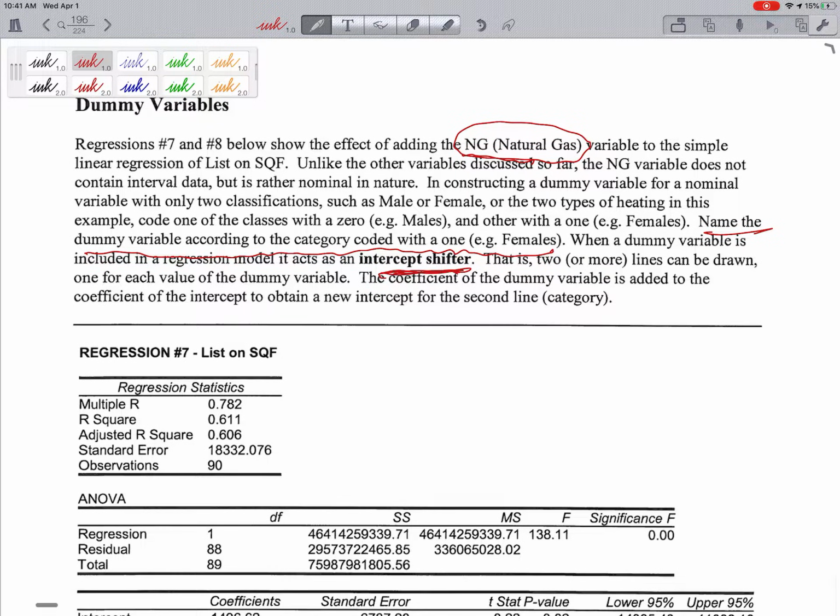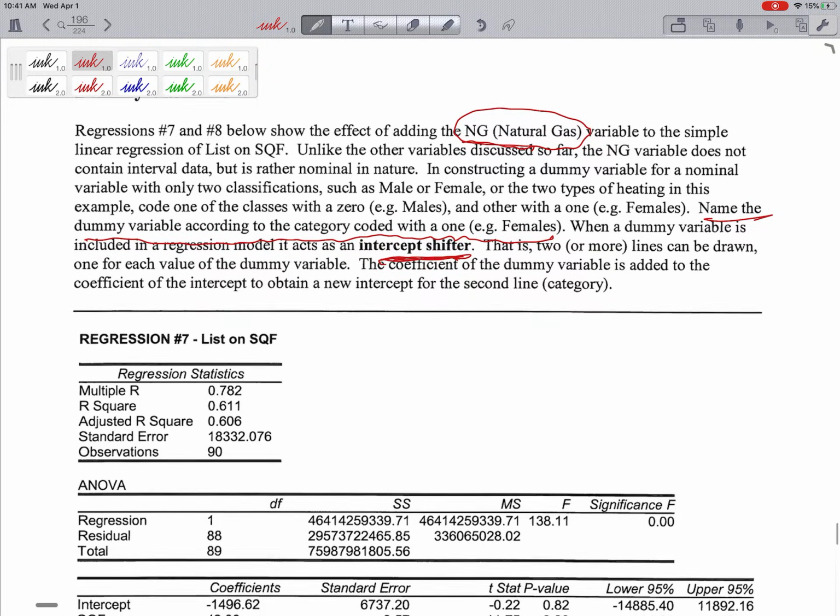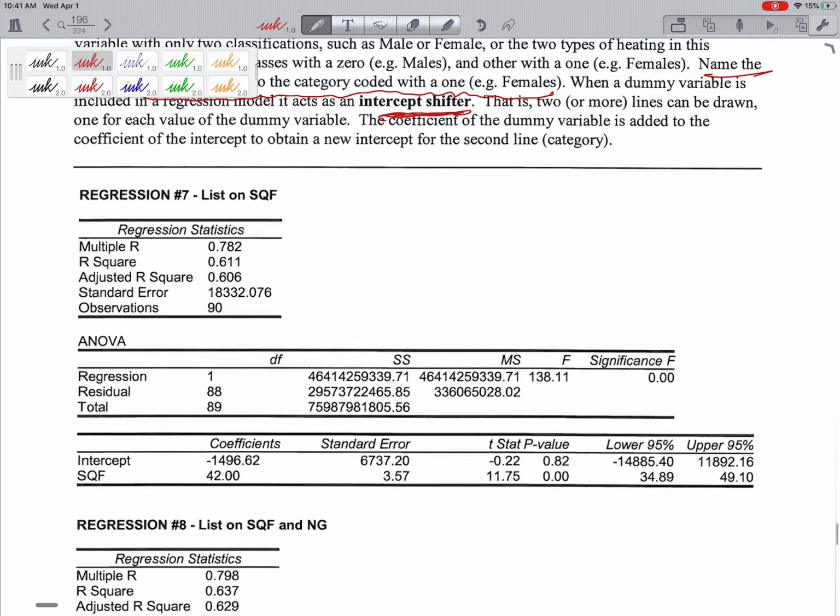And we'll take a look at an example here. And then later, we're going to add something called a slope shifter, and I want to show you how that works. So we'll get to that on page M20. But let's start with a couple of simple regressions first of all.